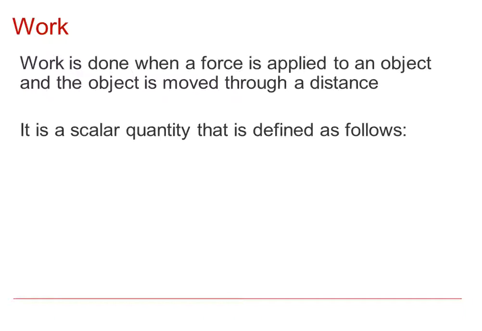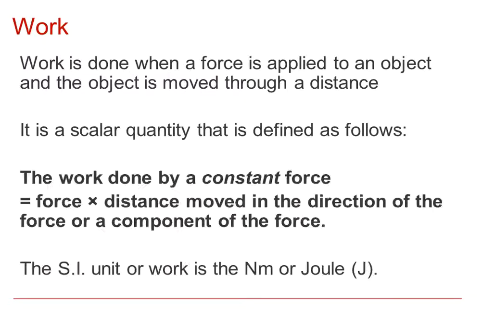Work is done when a force is applied to an object and the object is moved through a distance by that force. It is a scalar quantity that is defined as follows. The work done by a constant force equals the force times the distance moved in the direction of the force, or a component of that force if needed. The SI unit of work is the Newton meter or the joule.